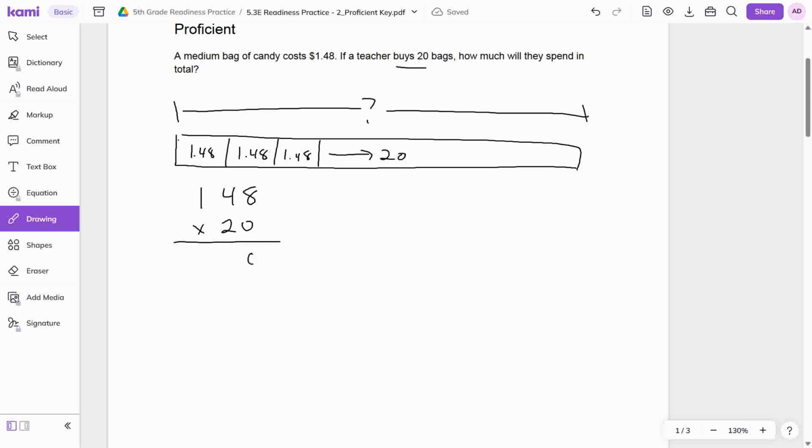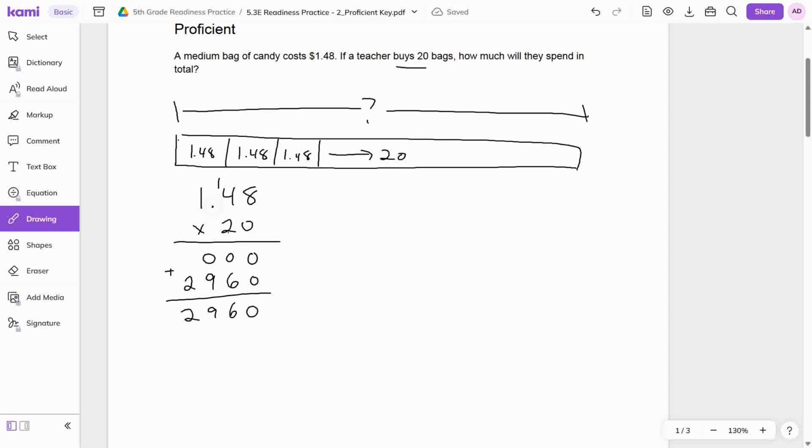So this is 0, 0, 0. In my second row, I've got 2 times 8 is 16. 2 times 4 is 8. Add the 1 is 9. And then 2 times 1 is 2. So let's get our answer here: 2960. Now let's bring our decimal back in.